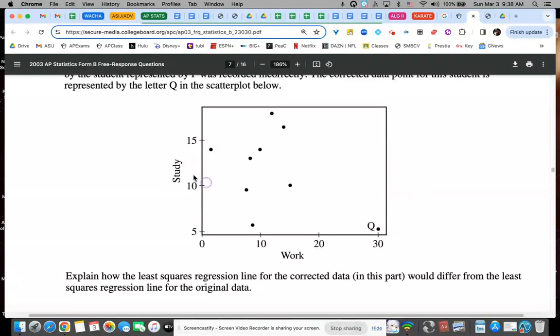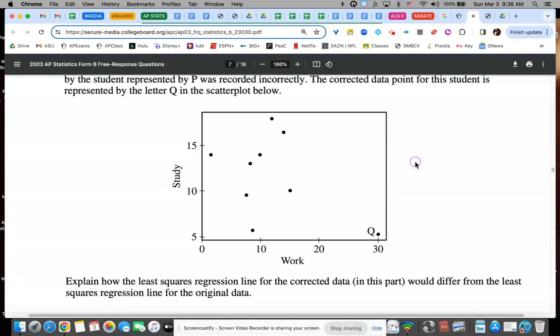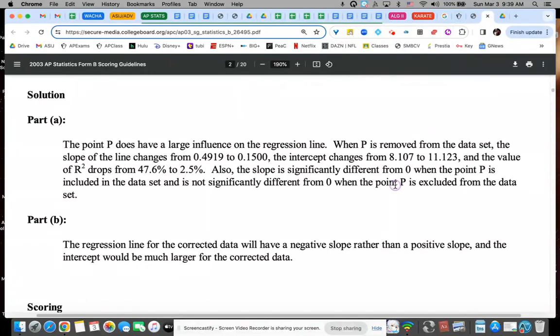All right. Now you can talk about the y-intercept is going to get higher. You can maybe mention r squared, but really I wouldn't do that because the correlation isn't really going to change much. Well, it is going to change from a positive to a negative, but the value isn't going to change too much. So let me show you their answer, part B.